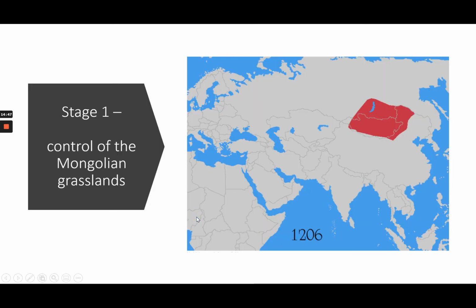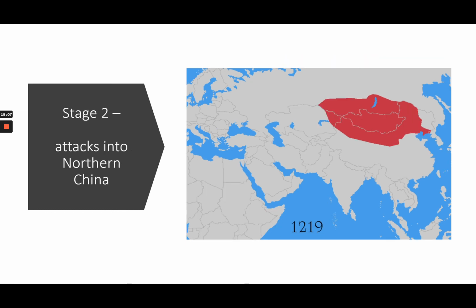As you will see through your reading, the first stage of his conquests was to gain control of the Mongolian grasslands. From his territories near Mount Burkhan, he needed to extend his control over the grassland territories of Mongolia, and he managed to do this by 1206. Once he had got control over what is today Mongolia, he started to attack northern China, extending his control southwards beyond the Gobi Desert into northern China.